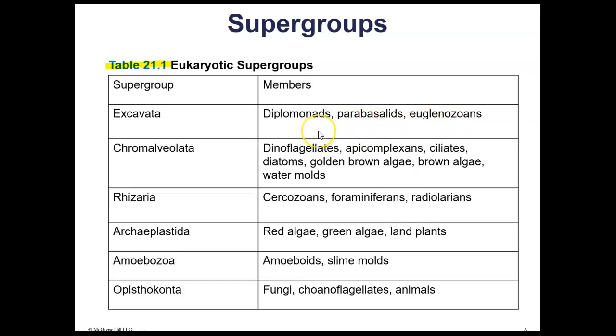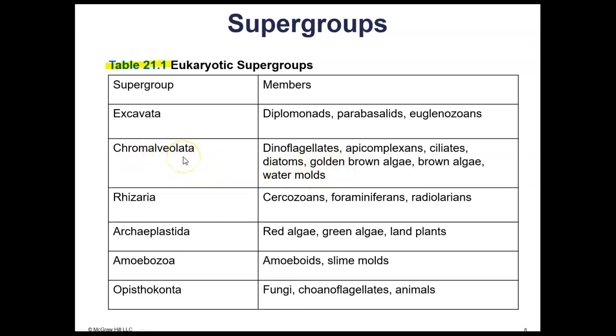You can do this and not even really worry about examples, like, for example, the euglena, and for the diplomonads, we learned Giardia. So you can just make a flashcard that has the supergroup on the front and the members on the back, and just test yourself until you learn them.